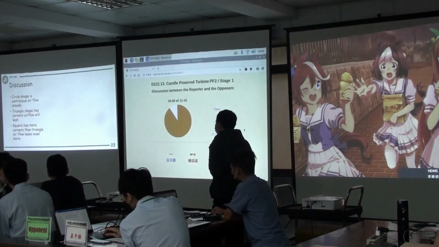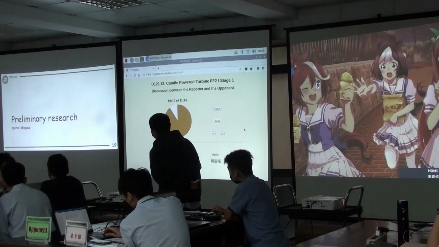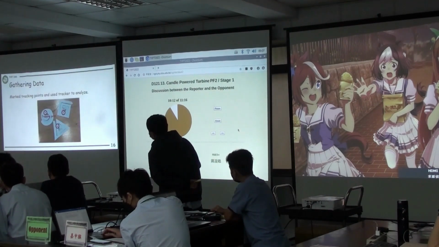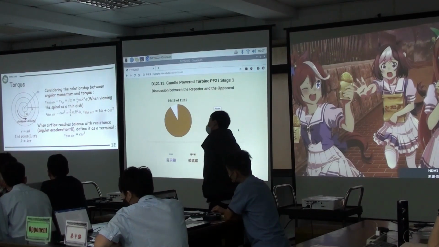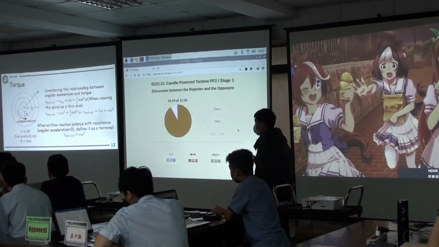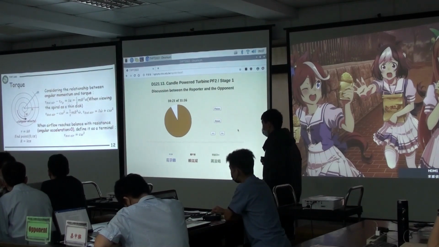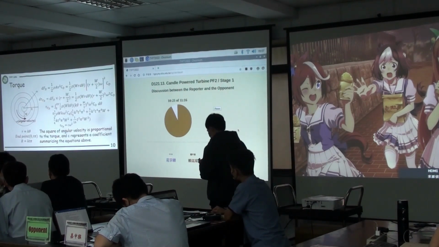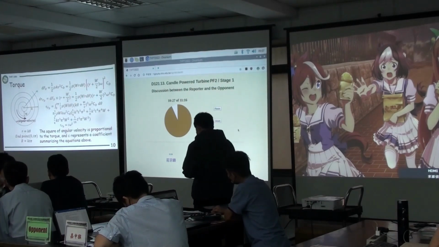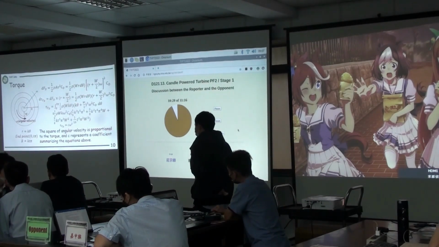So in our formula, we didn't do the mass varying experiment because our theory doesn't show that the mass will affect this torque. So we only did the spiral and candle.